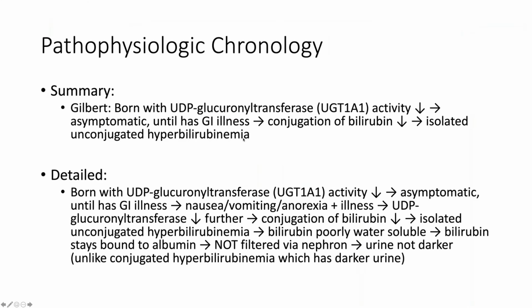Pathophysiologic chronology. So this is Gilbert. In other words, if you said he was born healthy, that's not technically true. He was born with the UDP glucuronidase activity down for whatever reason. And so he was asymptomatic until he had a GI illness. When that happened, he had a decrease in the conjugation of his bilirubin, which led to an isolated increase in his unconjugated bilirubin. So that was why his total bilirubin was high, but his direct, in other words, his conjugated, was low. So if the idea of conjugated versus unconjugated or direct and indirect and all this stuff confuses you, this is the lesson for you.